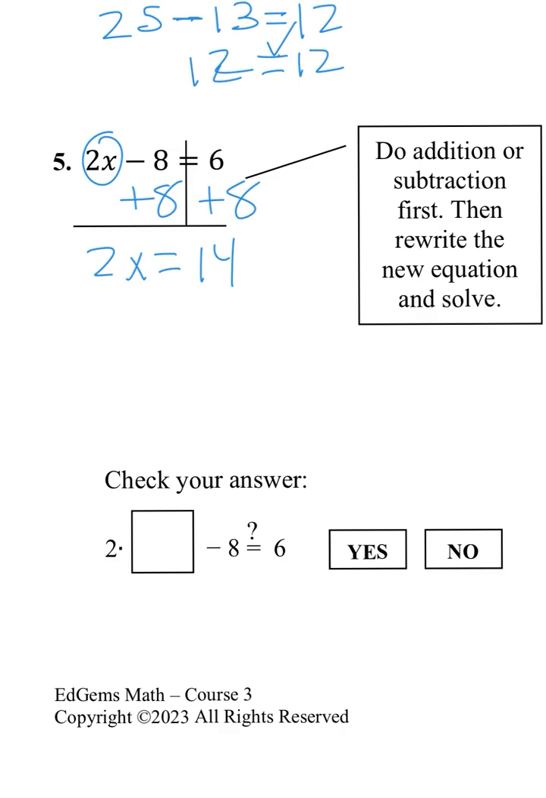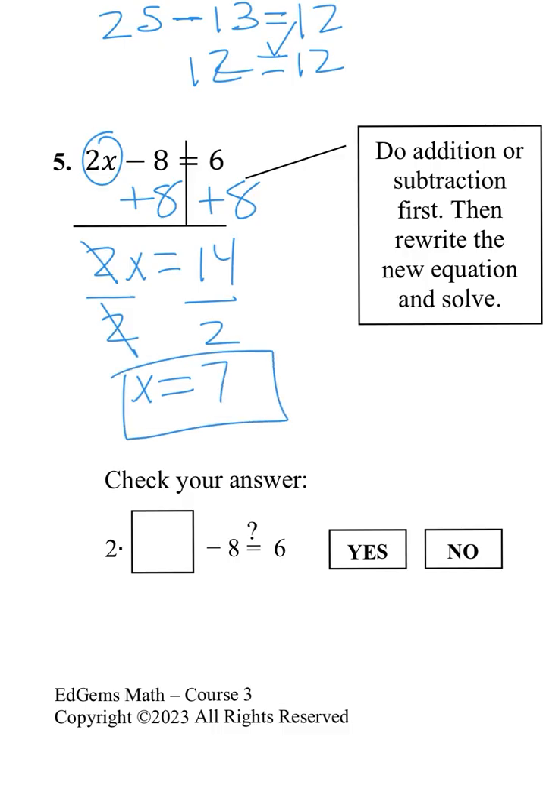Then at this point, we're going to do the opposite of multiplying or dividing. So a number next to a variable means we're multiplying. In this case, I'm going to divide both sides by the number that is attached to the variable, which is 2. Multiplying by 2, dividing by 2 cancels out. So x equals, what's 14 divided by 2? 14 divided by 2 is 7.